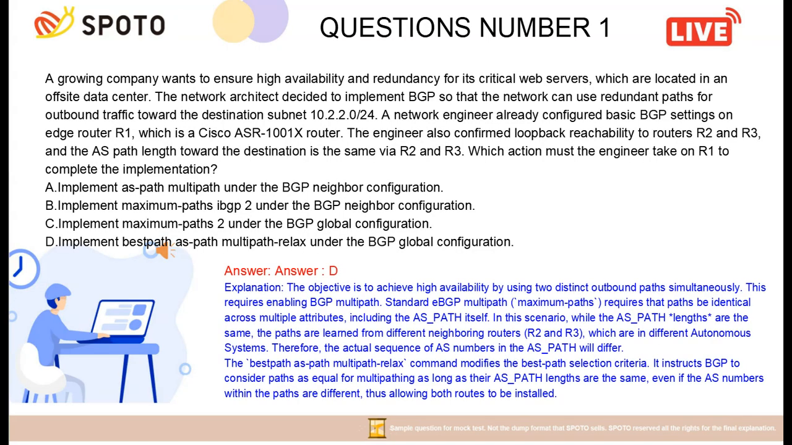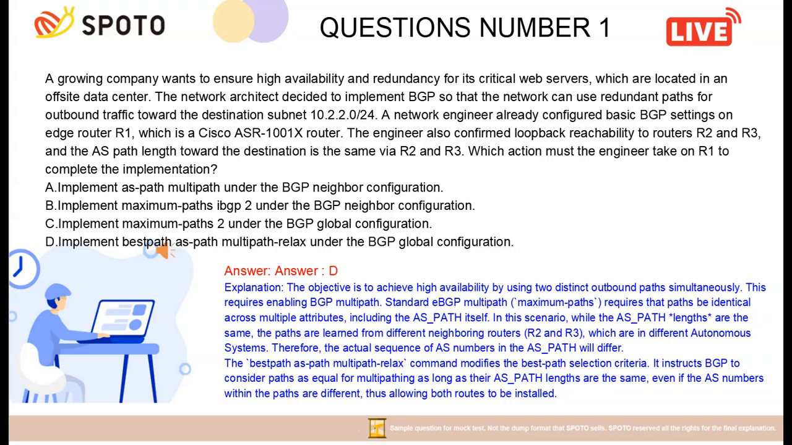Answer, D. The objective is to achieve high availability by using two distinct outbound paths simultaneously. This requires enabling BGP multipath. Standard eBGP multipath, maximum paths, requires that paths be identical across multiple attributes, including the AS_path itself. In this scenario, while the AS_path lengths are the same, the paths are learned from different neighboring routers, R2 and R3, which are in different autonomous systems. Therefore, the actual sequence of AS numbers in the AS_path will differ.